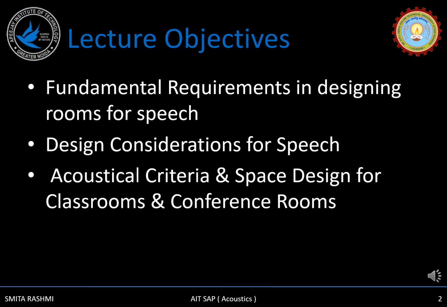So as an architect, we have to give the shape and the size of the room as per the capacity of the room, anthropometrics and standards. Then comes the second point, that is design considerations for speech.